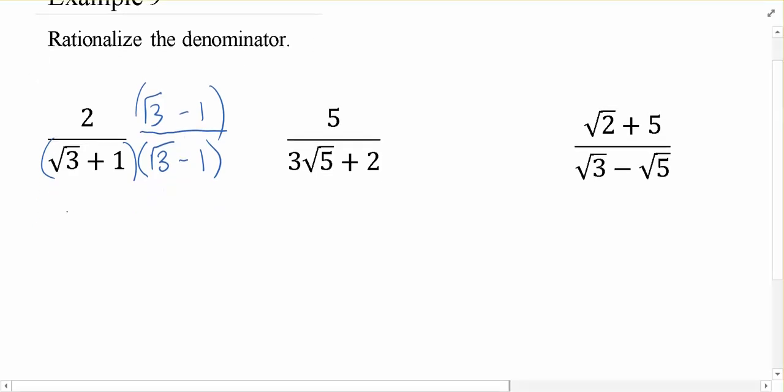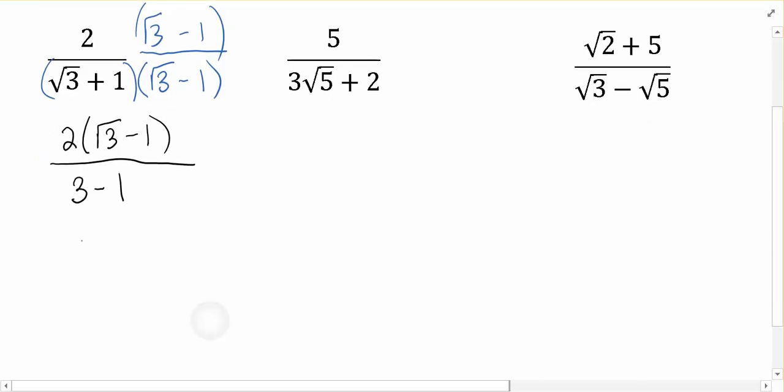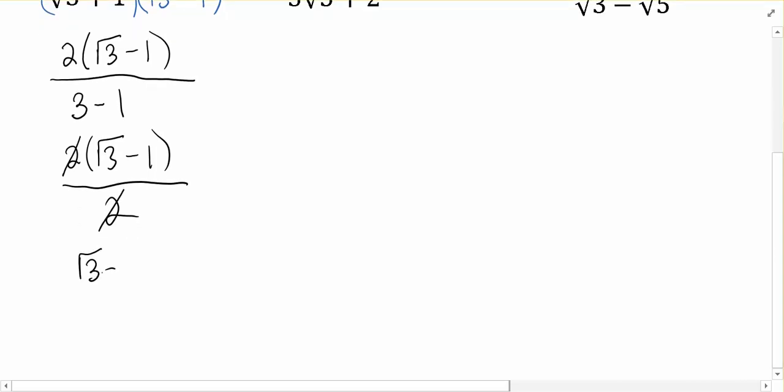Now I'm going to suggest in the top that you leave this factored for now. Leave it as 2 times the square root of 3 minus 1. Don't distribute the 2 quite yet. On the bottom we have a squared minus b squared. When you square the square root of 3, you get 3, and then you get your minus 1. You should probably quickly see why I want you to leave it factored in the top, because if we're going to be able to simplify anything, being factored is nice. So that's just the square root of 3 minus 1.